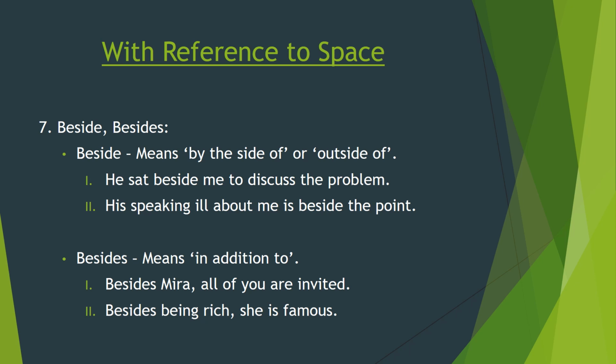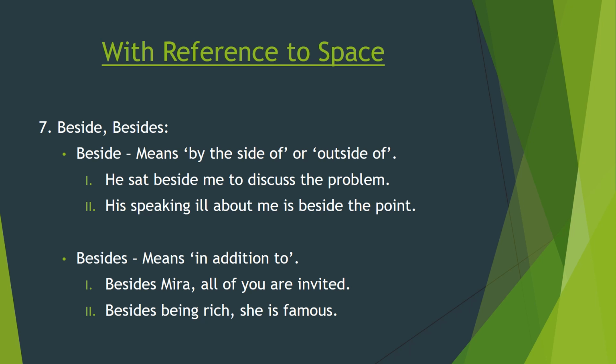Whereas the preposition besides means in addition to. Example, besides Meera, all of you are invited. This sentence says that not only is Meera invited, but also all of you. Or, in addition to Meera, all of you are invited. Besides being rich, she is famous. Not only is she rich, but also famous. In addition to being rich, she is famous. So the difference is, beside means by the side of and besides means in addition to.